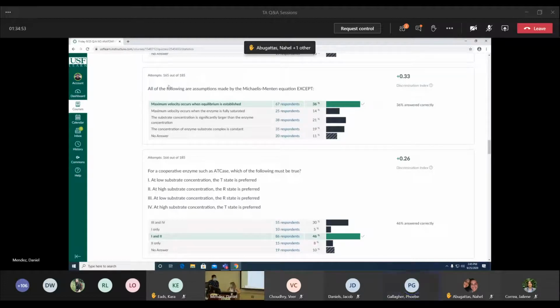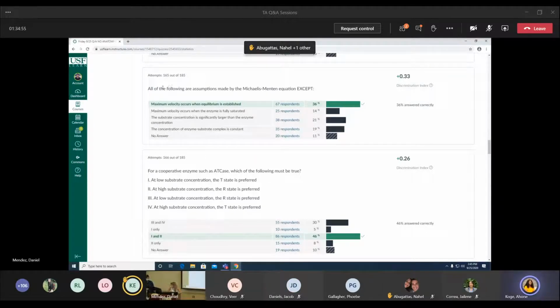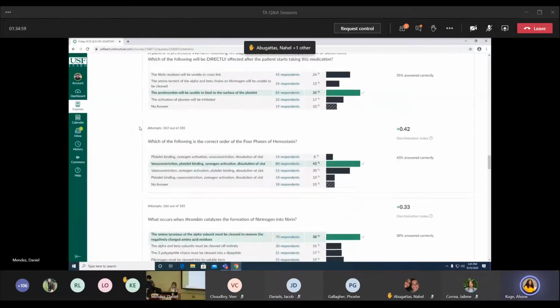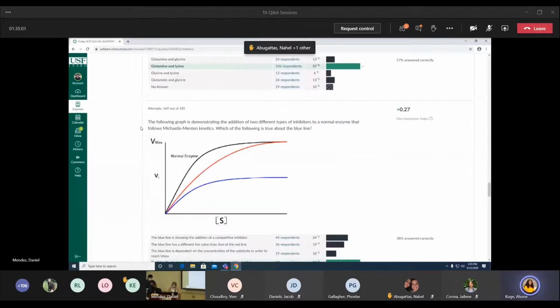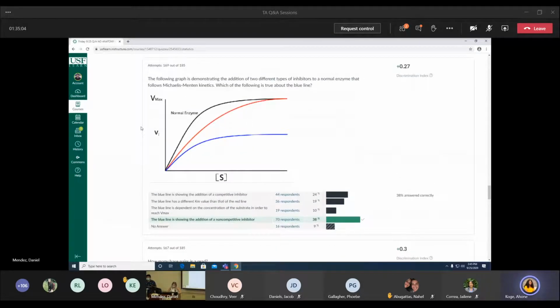I have a question, sorry. Can you go over 22, the one with the graph again? And can you explain how the blue line doesn't have a different Km than the red?